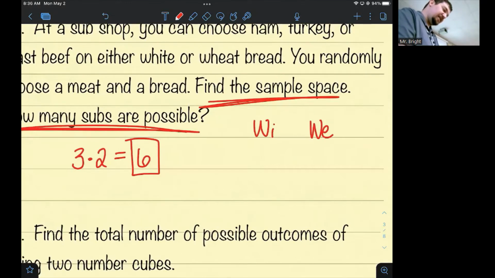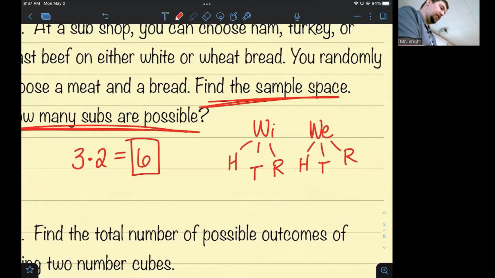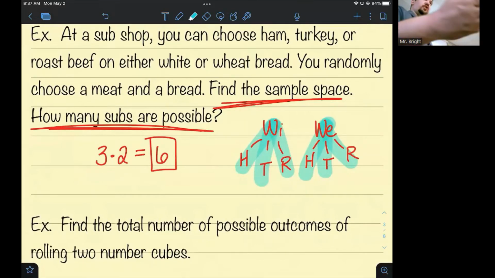Oui. All right. So you could pick a white ham sub, a white turkey, or a white roast beef, or you could pick those same 3 options on wheat bread, the wheat ham, the wheat turkey, and the wheat roast beef. And there are your 6 options. Now, it can be confusing because some people will look at that and they'll say there's 8 options because they're counting these 2. Don't count those 2. Count the entire branch. White ham, white turkey, white roast beef, wheat ham, wheat turkey, wheat roast beef. There's 6 total options there. That matches what we know we should get when we multiply 3 times 2.